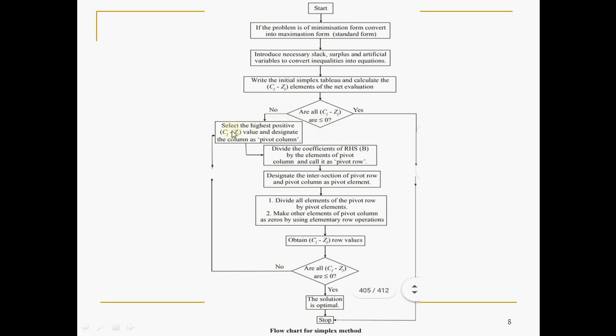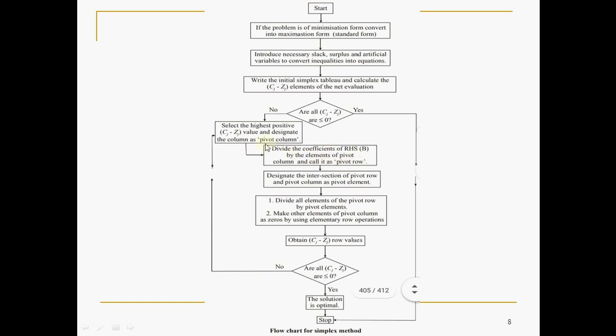That is no. Then you have to select the highest positive Cj minus Zj value and designate the column as pivot column, that is PC. Once you get PC, you have to divide the elements of B, that is RHS, by that pivotal column, and that is referred to as pivotal row. Here please note that the variable corresponding to the pivot column is the entering variable. The variable corresponding to the pivot row is called the leaving variable. So here you are going to decide about PR along with the leaving variable.